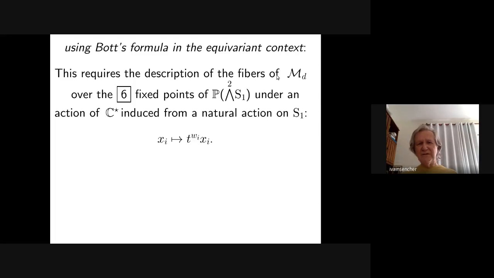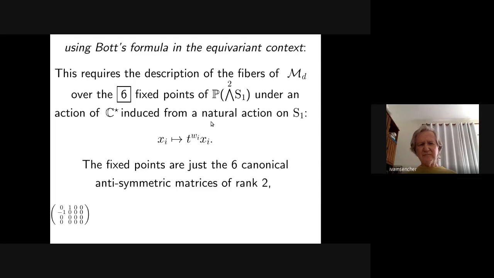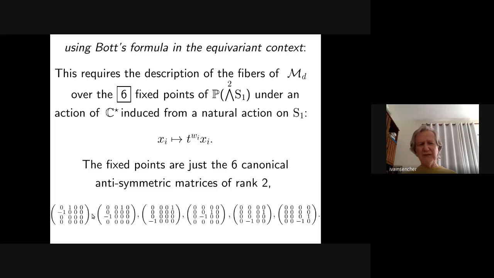So we need the description of the fibers of that image sheaf over the 6 fixed points. It's a P5, and you have 6 fixed points, which, no surprise, are just, let's say, the canonical anti-symmetric matrices of rank 2. So I need to compute the fibers of MD for sufficiently many Ds, let's say, at these fixed points.